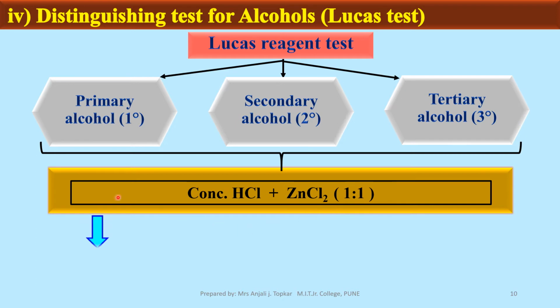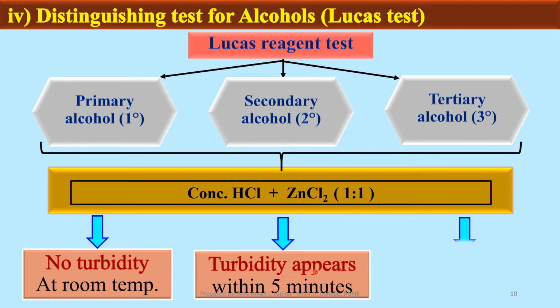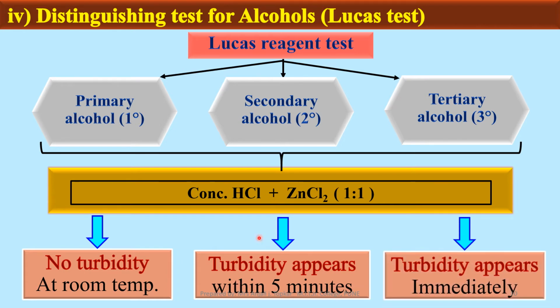Primary alcohols with Lucas reagent show no turbidity at room temperature. It needs heating and it takes long time for the turbidity to appear. In case of secondary alcohols, turbidity appears within 5 minutes. Whereas in tertiary alcohols, turbidity appears immediately.